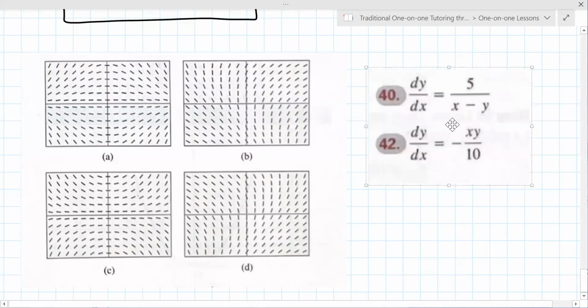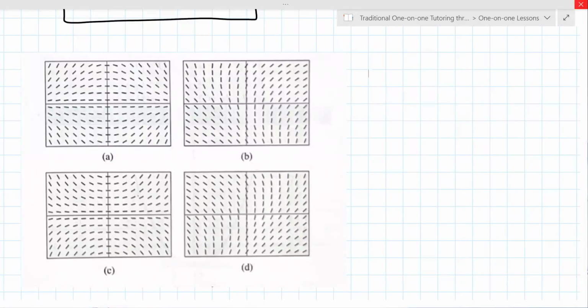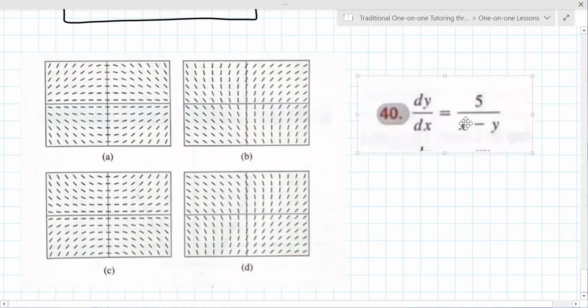Okay, so we're going to look at 40 first. Let me snip this differently so we can see it. All right, so when we're looking at question 40, there's a denominator down here. You have to almost set this equal to 0 and say, when x equals y, something really bad happens because it's a denominator. When x equals y, you end up getting division by 0.